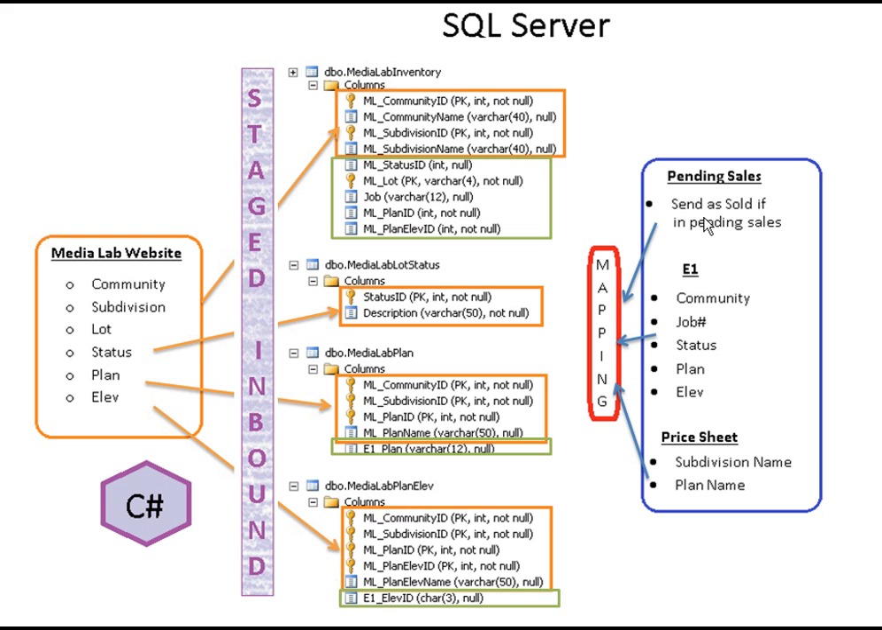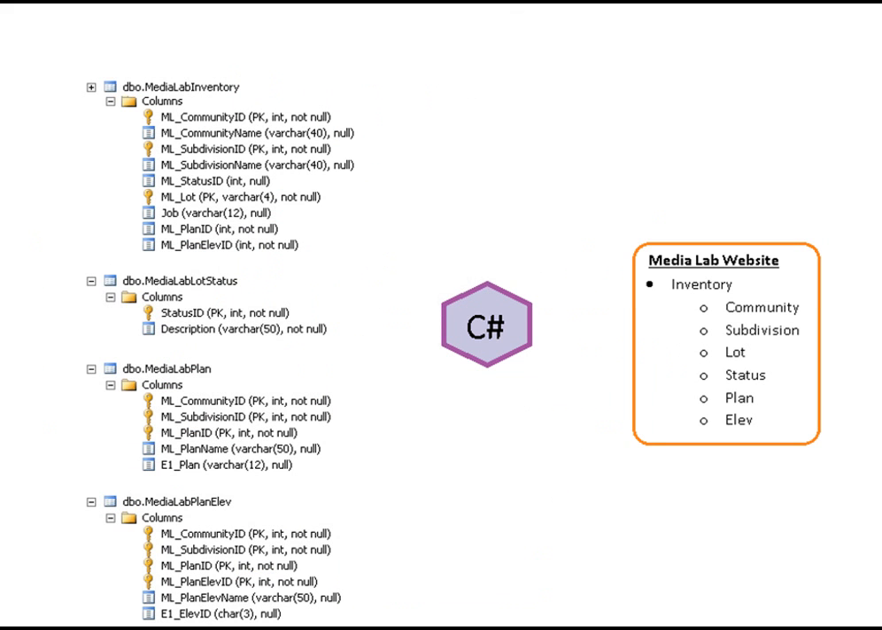So for example, this job number in E1, I didn't see any job numbers out on Media Labs, so I have to relate this job number, because that's our uniqueness inside E1, to the lot, and it's based on the subdivision and the lot. So that's how the mapping will work. And then we can merge the information together. Then every 15 minutes, we'll have this set of information relating our internal to the external.